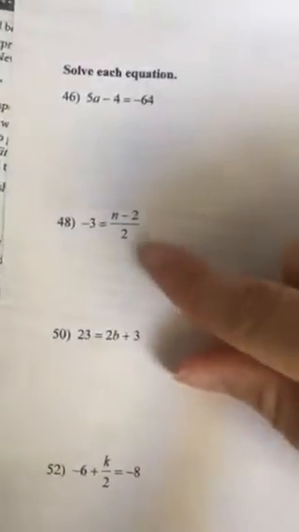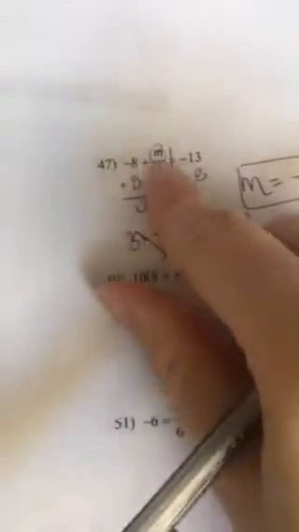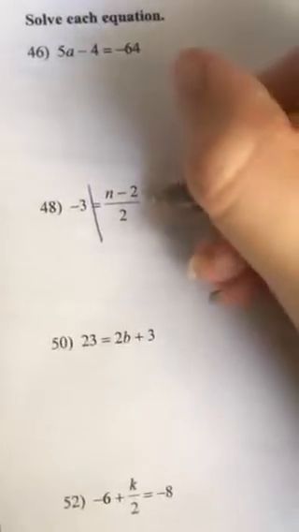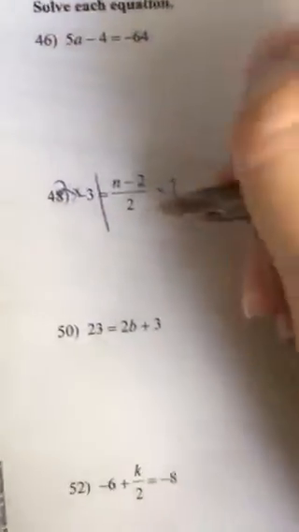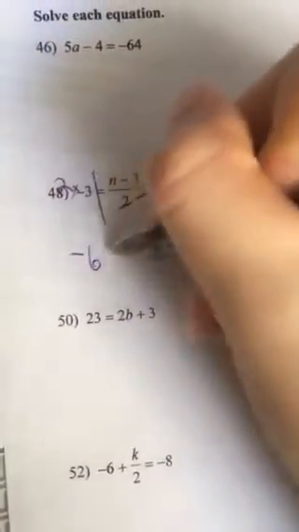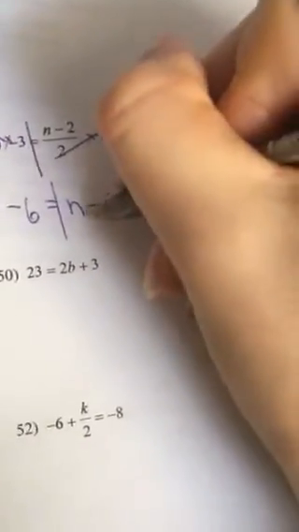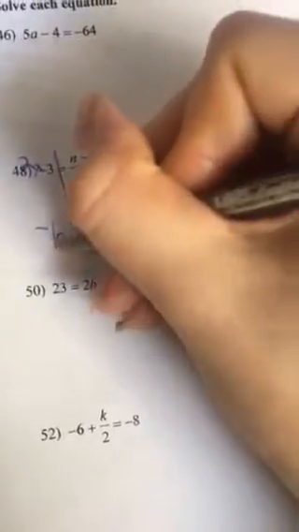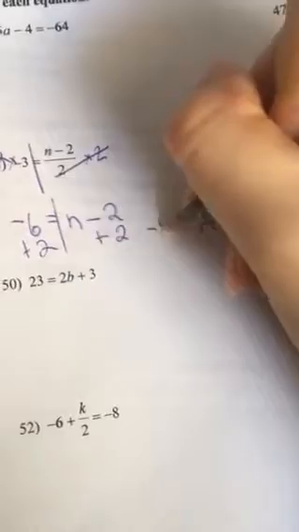Number 48 is a little bit different because the fraction, this 2, is dividing the whole thing. So whenever that happens, and it's not just dividing the variable like we saw here, I'm going to multiply by the 2 first. That makes these 2 go away. 2 times negative 3 is a negative 6 equals n minus 2. My variable isn't isolated yet. I just have to add 2 to both sides and n equals negative 4.